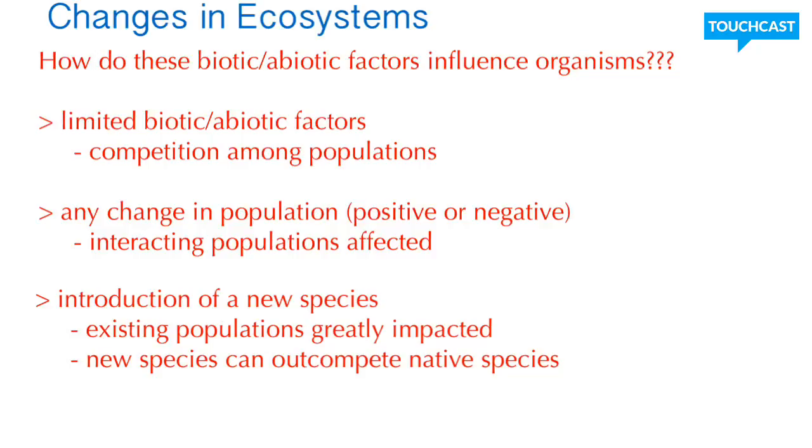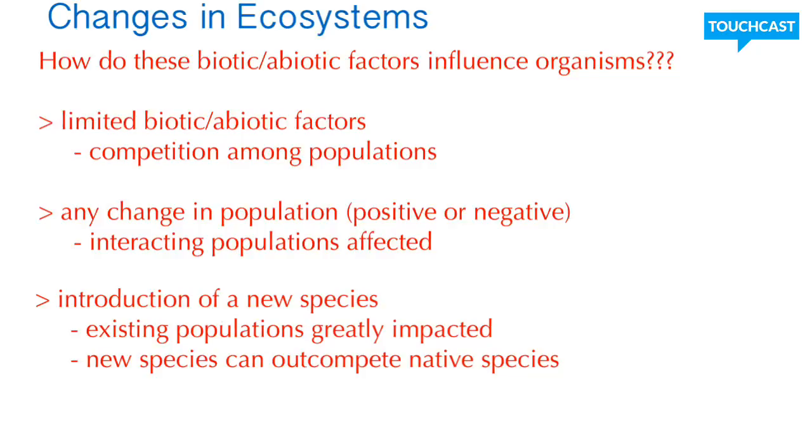I would like for you, as I go through these, to think about real-world examples from a food web or an ecosystem that would fit under each of these points. So, when biotic and abiotic factors become limited, we end up with populations competing over those limited resources. You also have instances where if there is a change in population, whether it be positive or negative, any populations that interact with that particular one that is changing ultimately are affected.